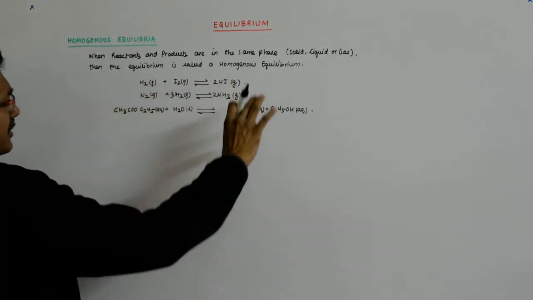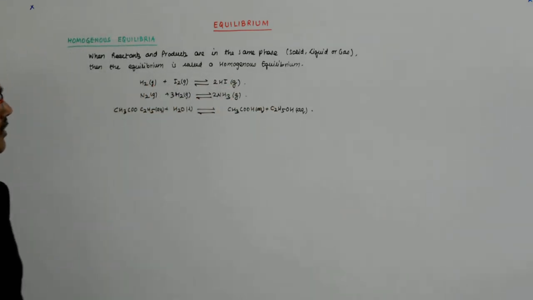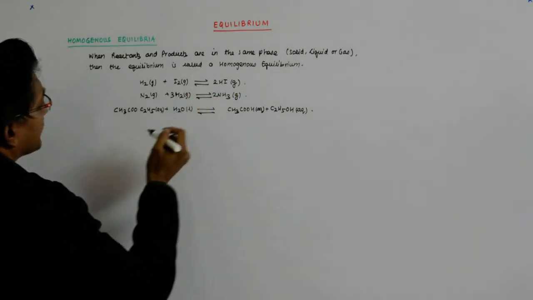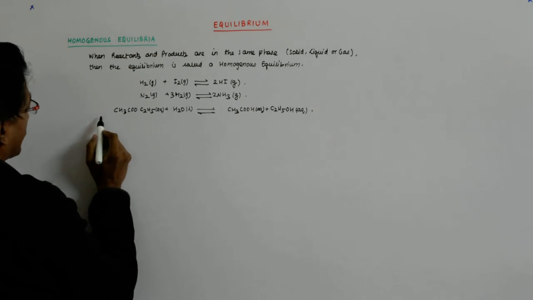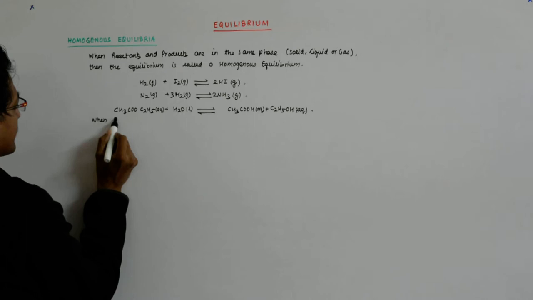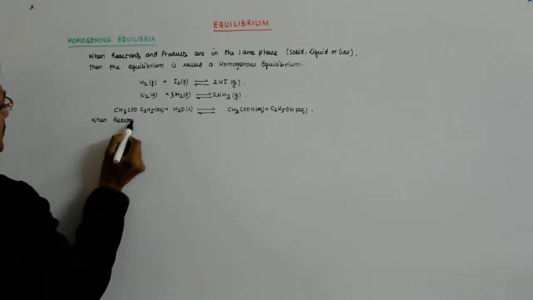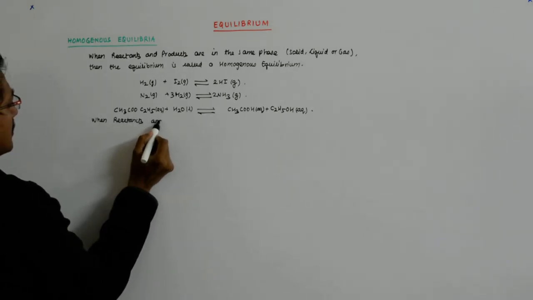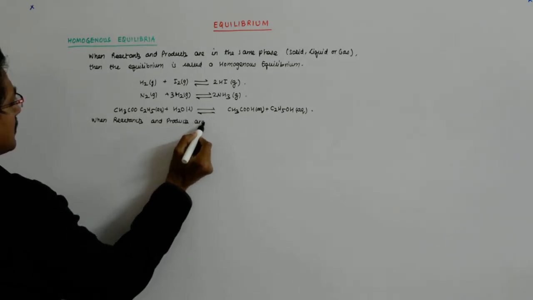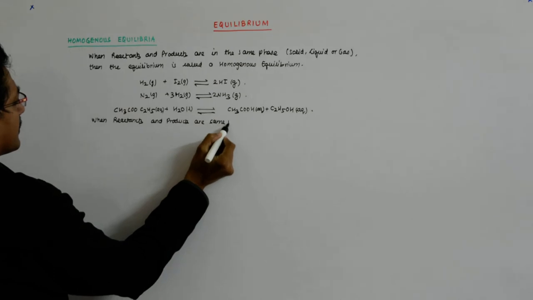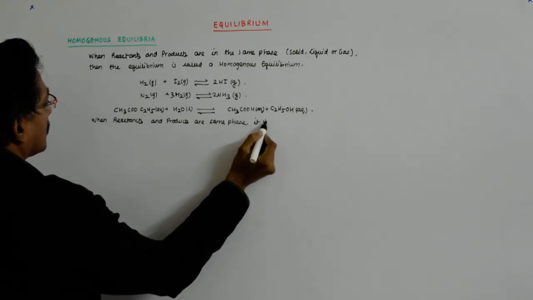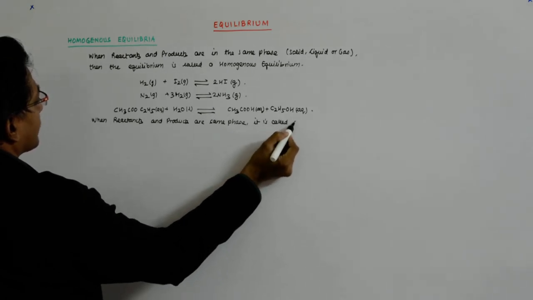So a reaction in which all the reactants and products are in the same phase is known as a homogeneous system, and the equilibrium thus attained is homogeneous equilibrium, right? So when reactants and products are in the same phase, it is called a homogeneous system.